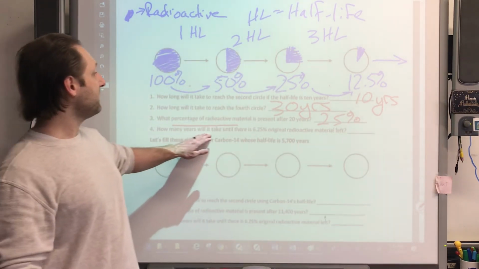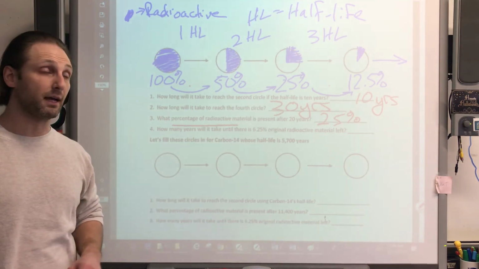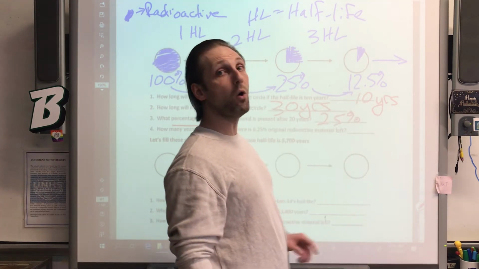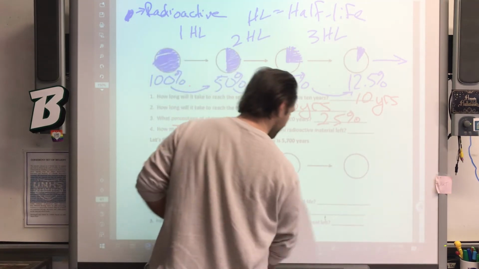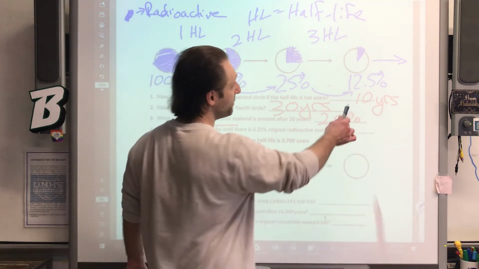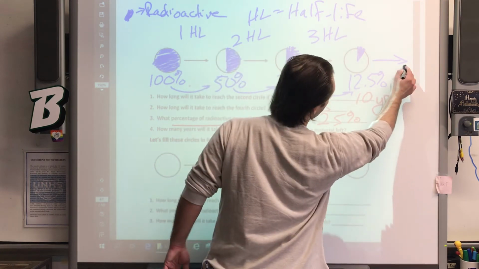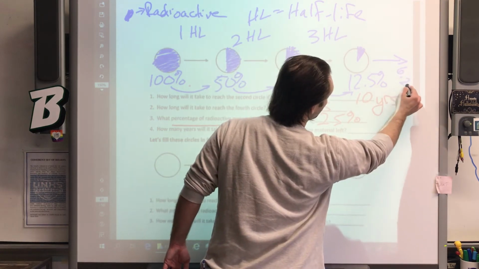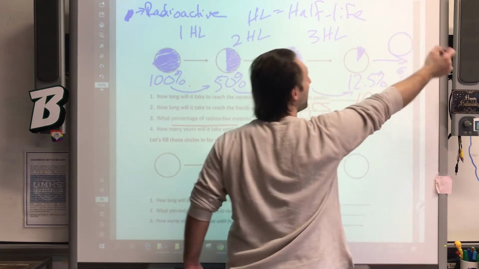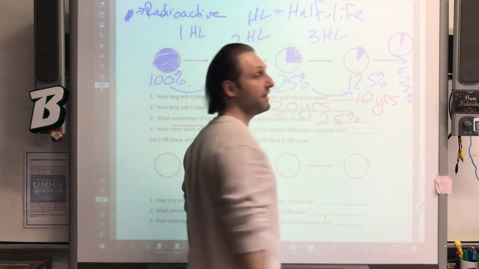How many years will it take until there's 6.25% of the original radioactive material left? Do we have 6.25 left up here? No. We have to solve for that. So we are going to go one more step out, which I don't have a whole lot of room, but you can see that if we were to divide 12.5, we should get a 6.25% in our next circle, and I don't know if I can do a half of an eighth, which is a 16th, but that's not too shabby.